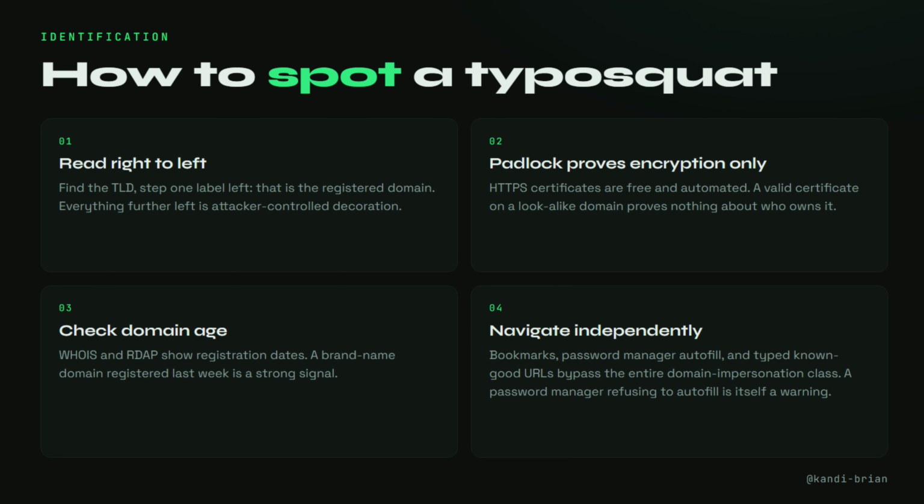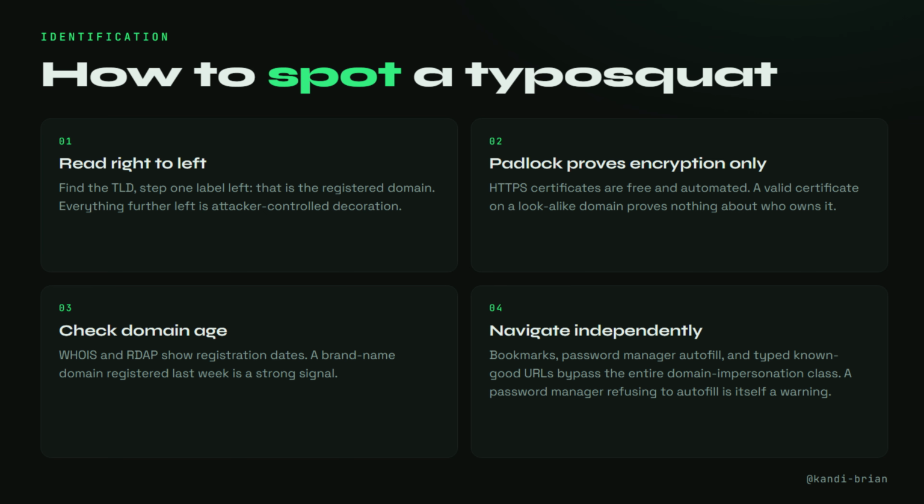So for your domain layer checklist, number 1, read right to left. Find the TLD, step 1 label to the left, and that's the registered domain. Everything further left is decoration. 2, the padlock proves encryption only. Certificates are free and automated now, and a large share of phishing sites serve valid HTTPS. A padlock on a lookalike domain tells you your connection to the attacker is nicely encrypted. You're still connecting to the attacker, just encrypted so nobody else can get in the way.